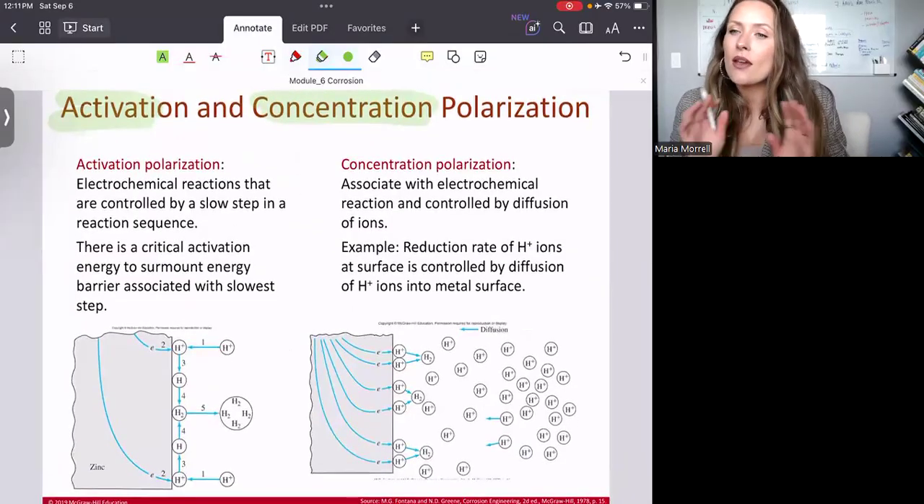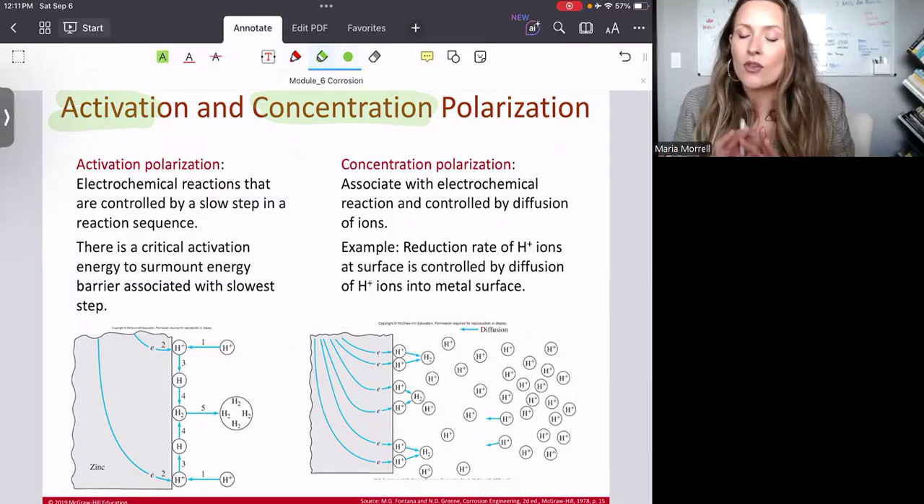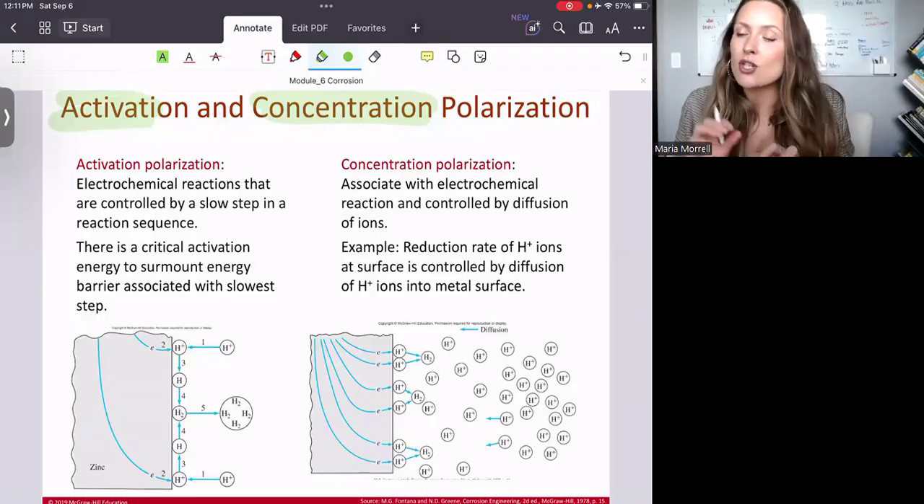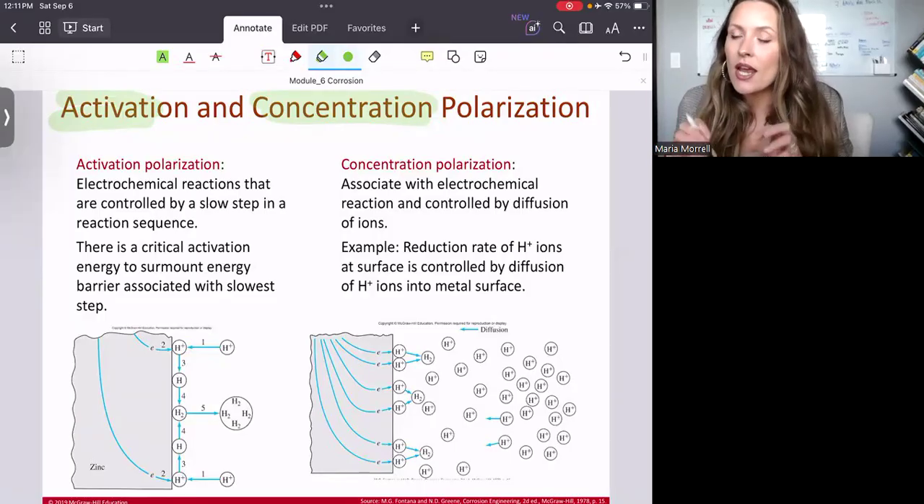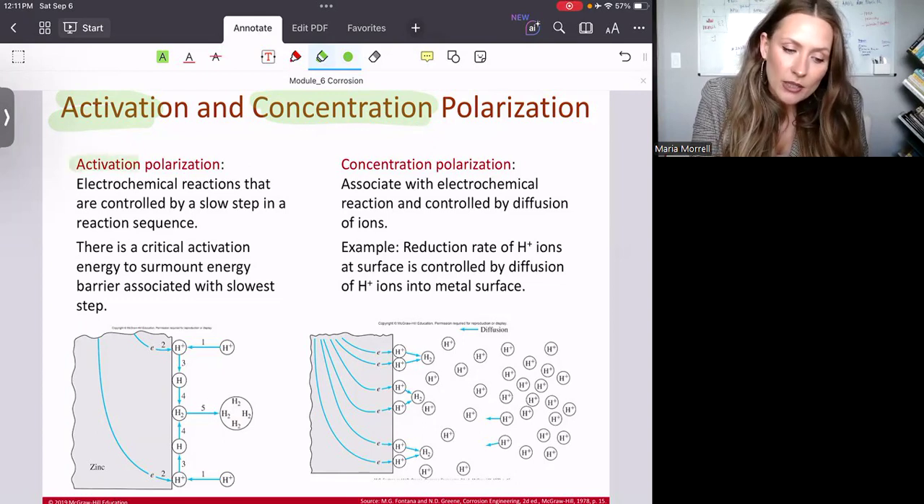Now, polarization can be classified into activation polarization and concentration polarization. They are very different, and the reason you would like to understand each is because the knowledge of either activation or concentration polarization allows you to tailor the corrosion process in most scenarios. I will give you an example in a little bit.